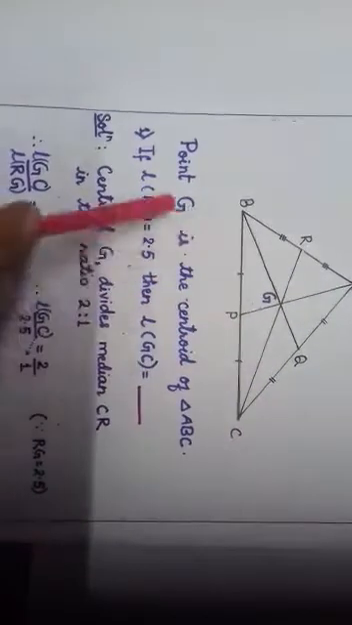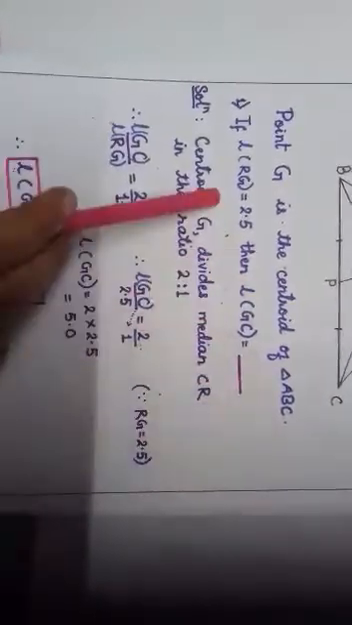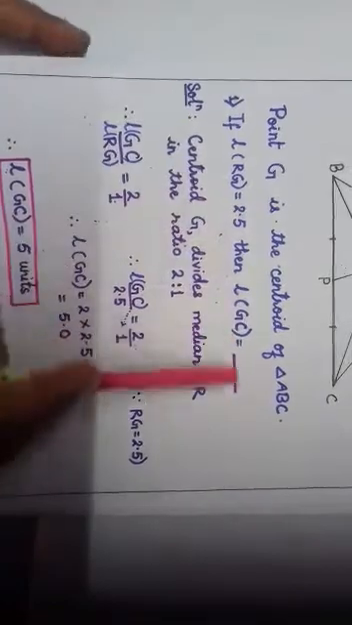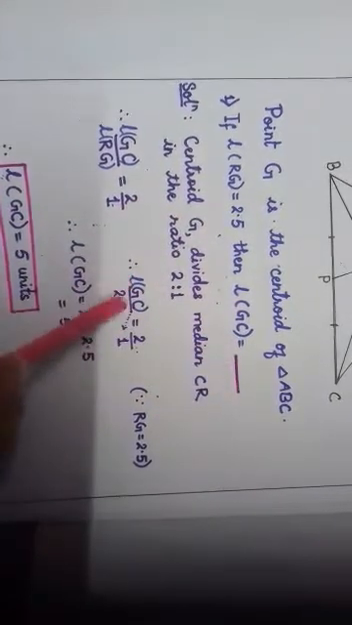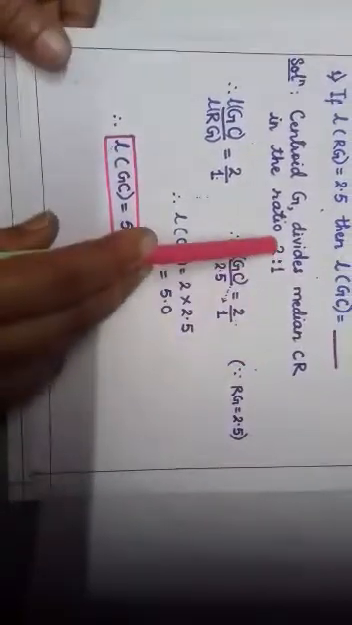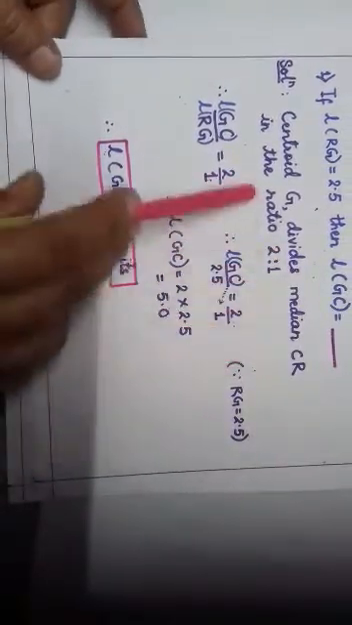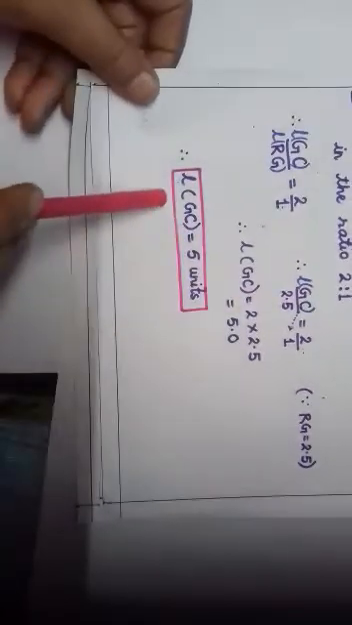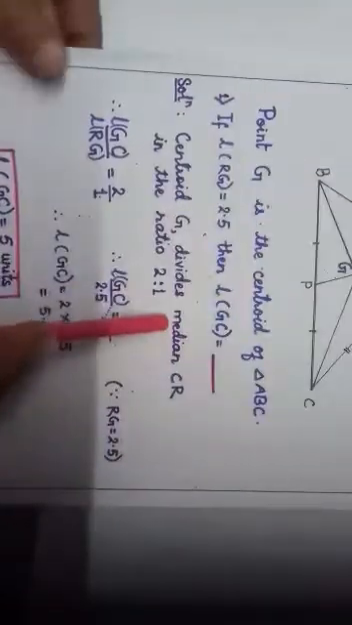And question number 7 of practice set 4.1: there one figure was given, point G was the centroid, and one length was given, and we had to find the other length. Just now in the earlier period we saw how to find it when G is the centroid, because centroid G divides the median in the ratio 2:1. There we found out length GC as 5 units.